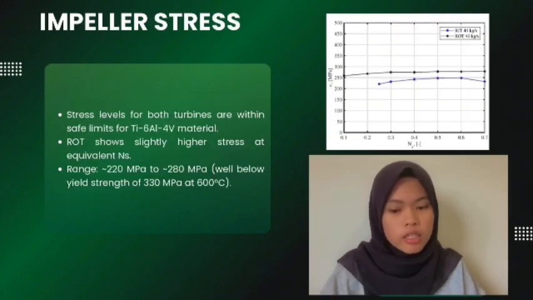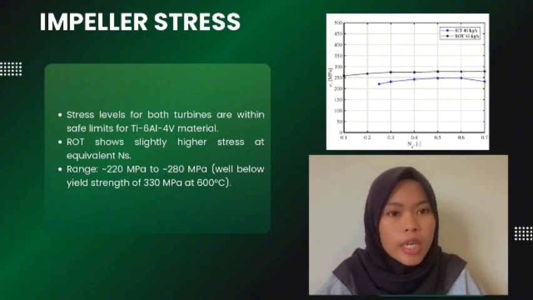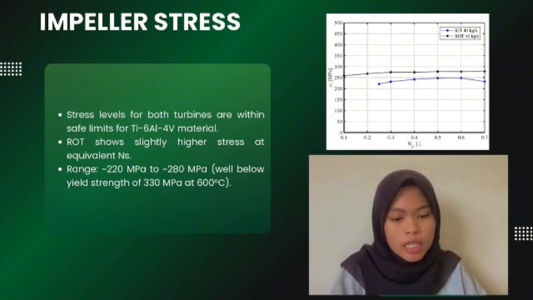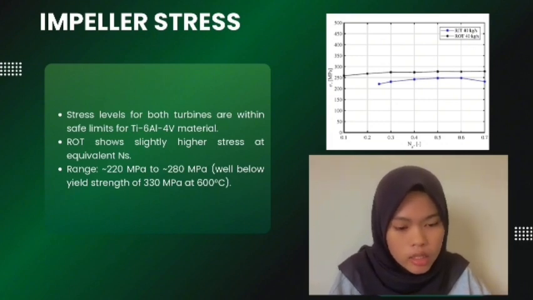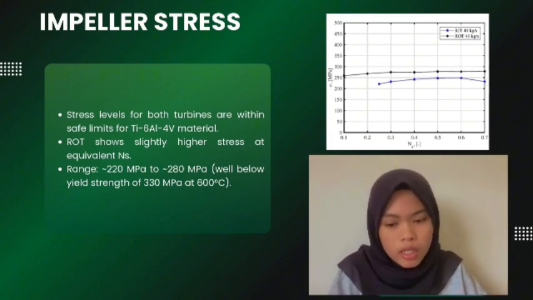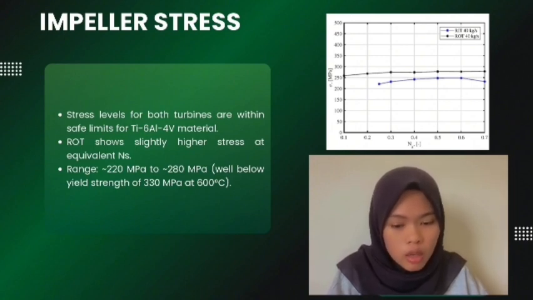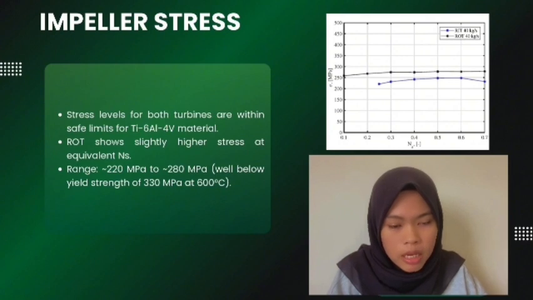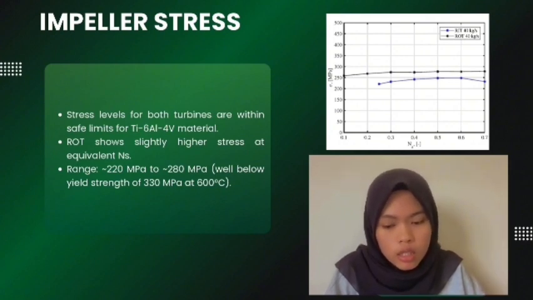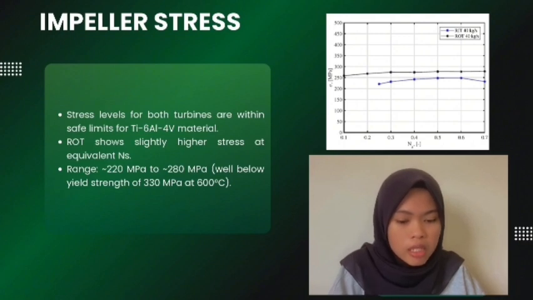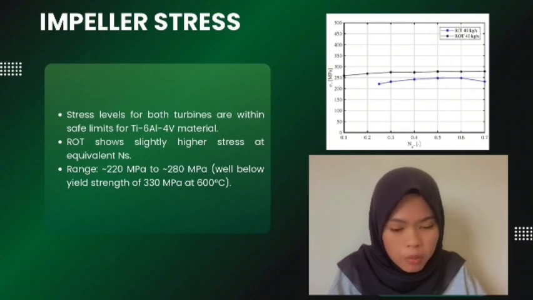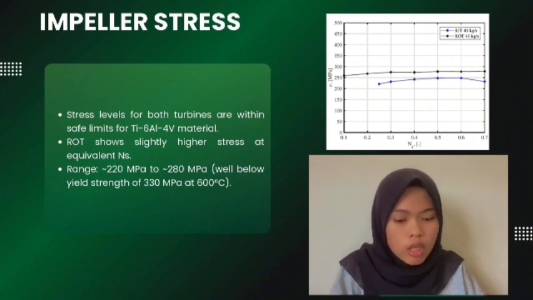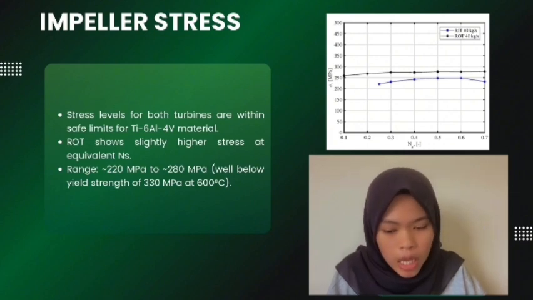The last graph is the impeller stress. Both turbines operate safely within the stress limit of the Ti-6Al-4V material, with a maximum stress of around 280 megapascal, while below the yield strength of 330 megapascal at 16 degree. In short, the radial outflow turbine perform excellent at low speed and specific speed, making it suitable for higher efficiency, low speed application.